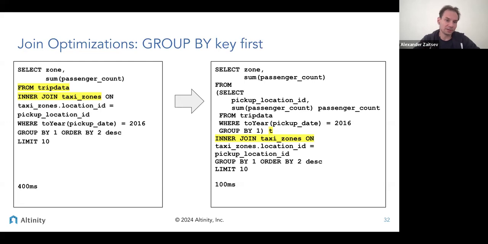On the left side, it has to merge, I don't know, several hundred million rows maybe, and then aggregate on a string. And on the right side, it was aggregating on an integer and was joining on probably tens of thousands of rows, which is of course faster, and you can see that the query is 4 times faster.